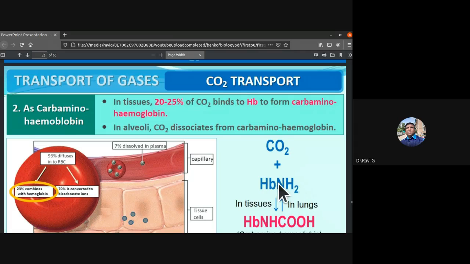This amino group is already there in hemoglobin. It need not be mentioned. So carbon dioxide plus hemoglobin. But this carbon dioxide combines with the amino group of hemoglobin. That is why we call it carbamino hemoglobin.